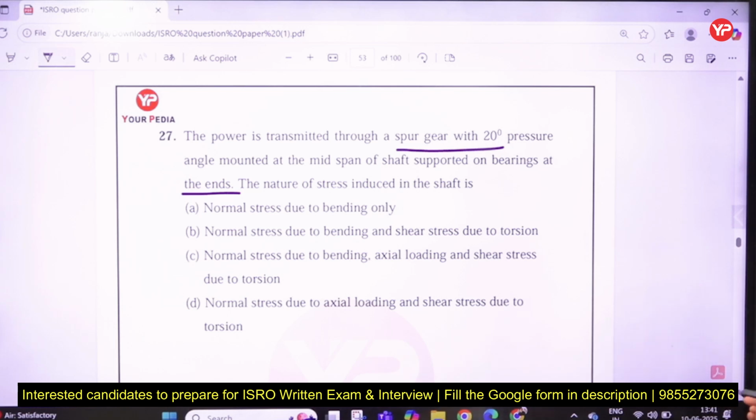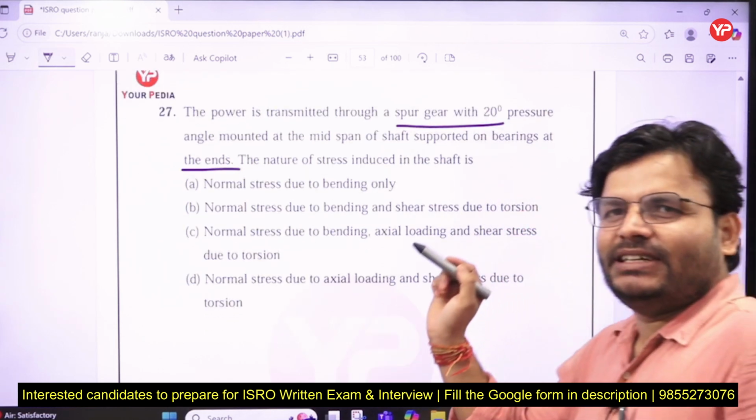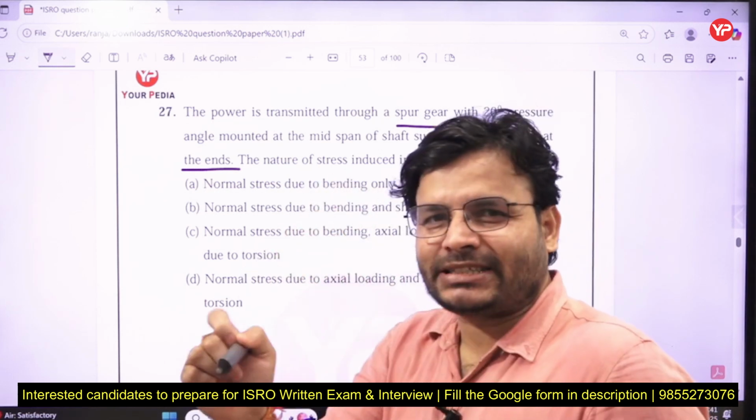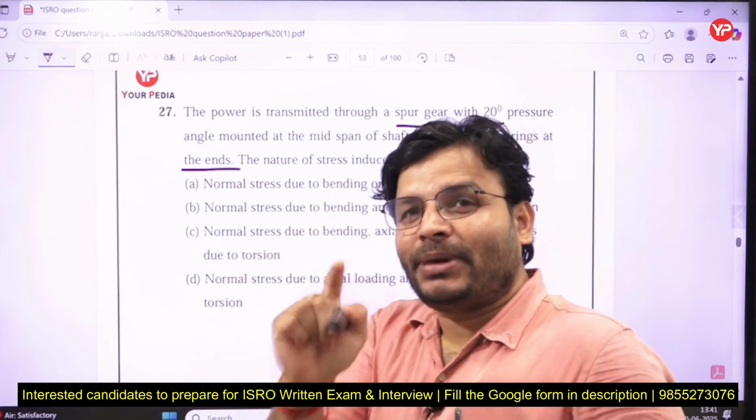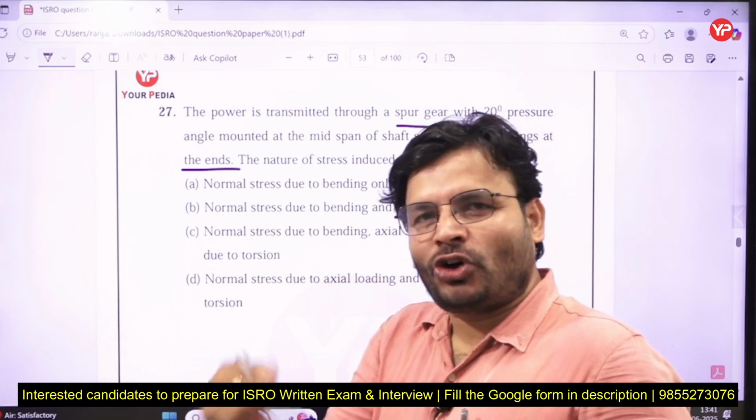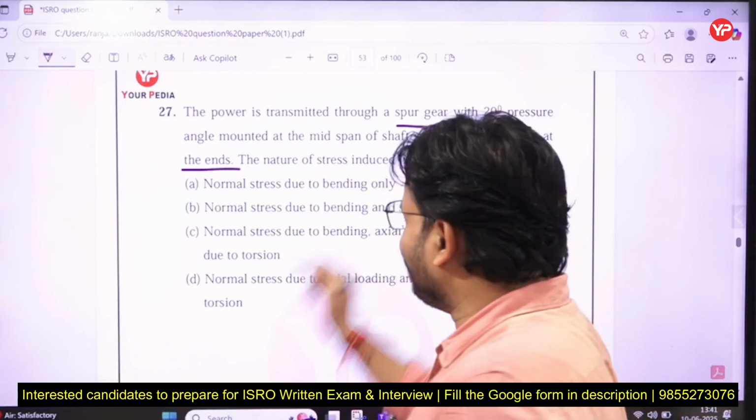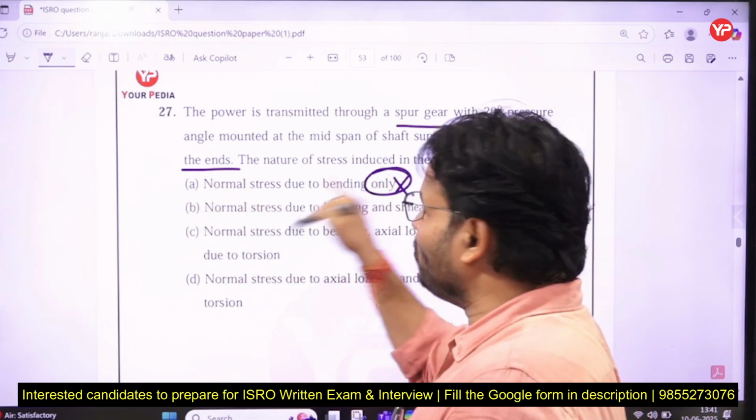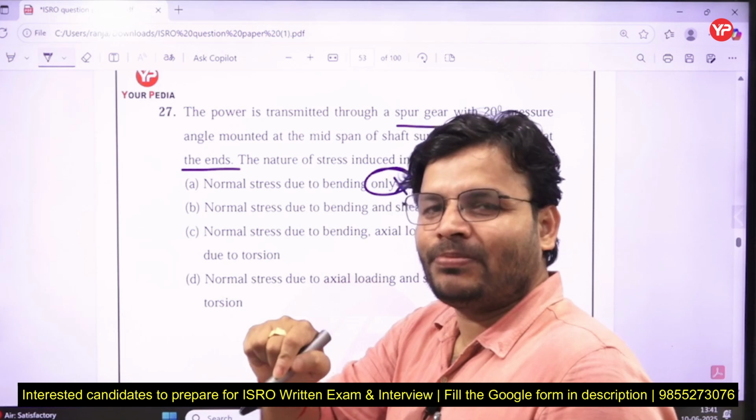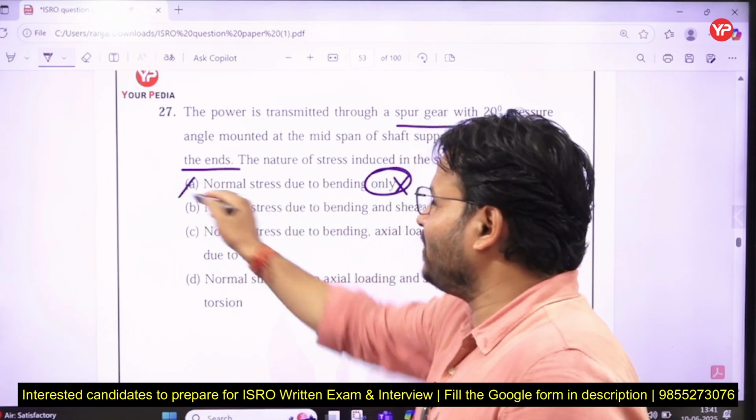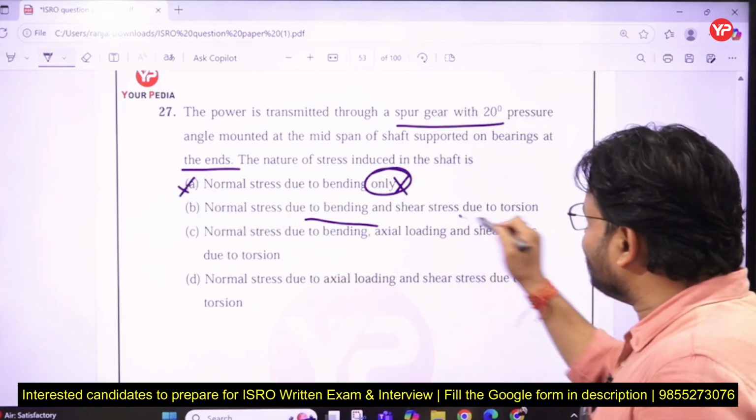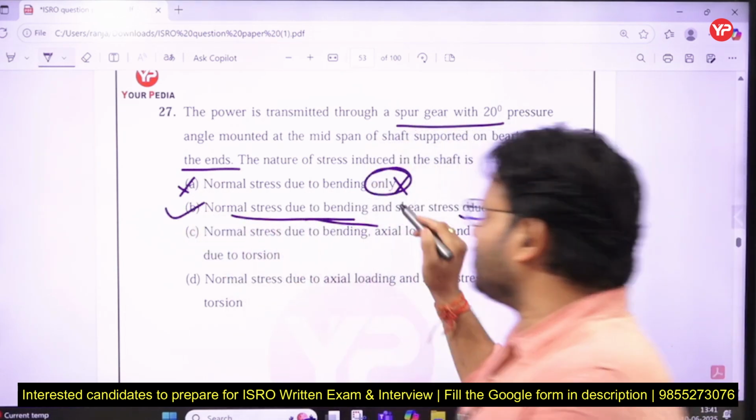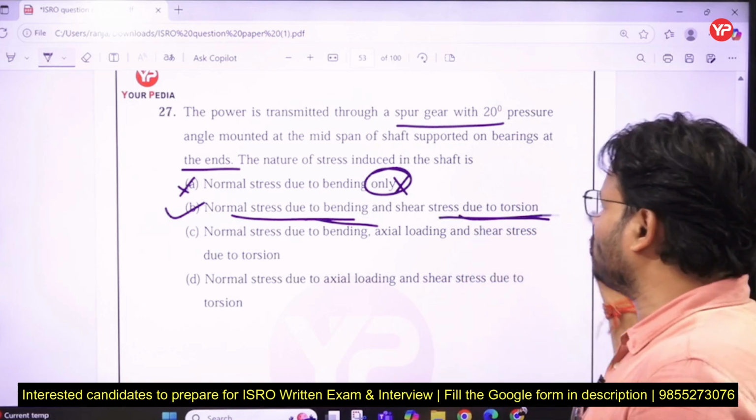So my dear friends, if you talk about a spur gear, normal stress due to bending only. Yes, normal stress is responsible for the bending, that is right, but not only normal stress is there. Other than normal stress, there is also torsion. So A cannot be the answer; the word 'only' makes A wrong. Due to bending normal stress is developed, but not only that. Normal stress due to bending and shear stress due to torsion, yes, my dear friends, that is the right answer. Normal stress due to bending and shear stress due to torsion are going to be developed.